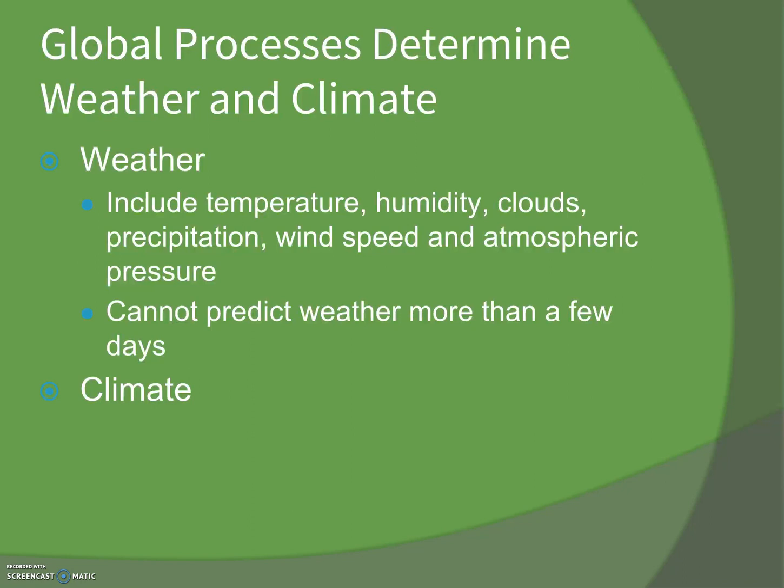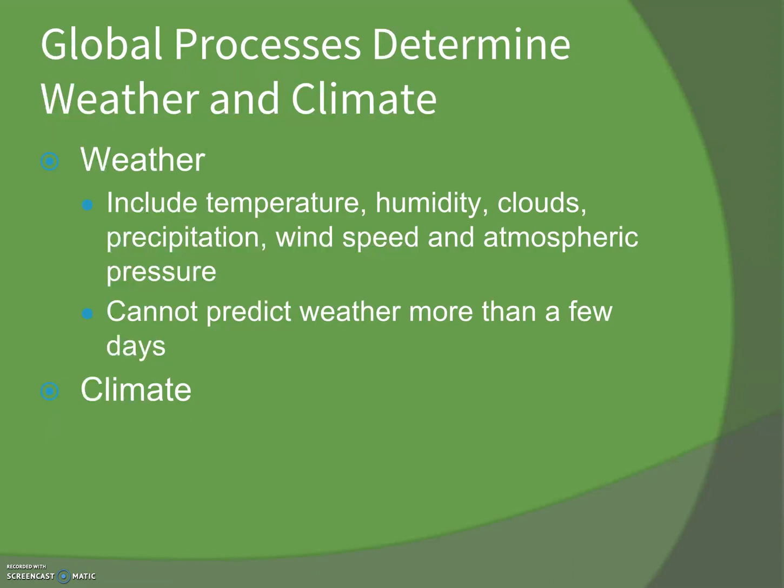So global processes determine weather and climate. We need to know the difference between weather and climate. Weather is our temperature, humidity, clouds, precipitation. Is it going to rain? What clothes am I going to wear tomorrow? Is it going to be 70 degrees? Is it going to be 50 degrees? We can only predict the weather a few days out.